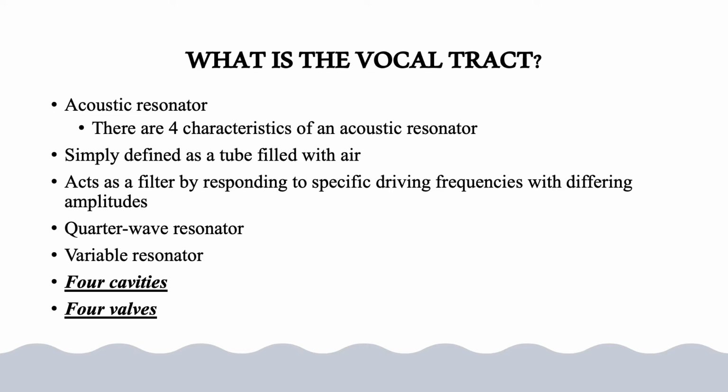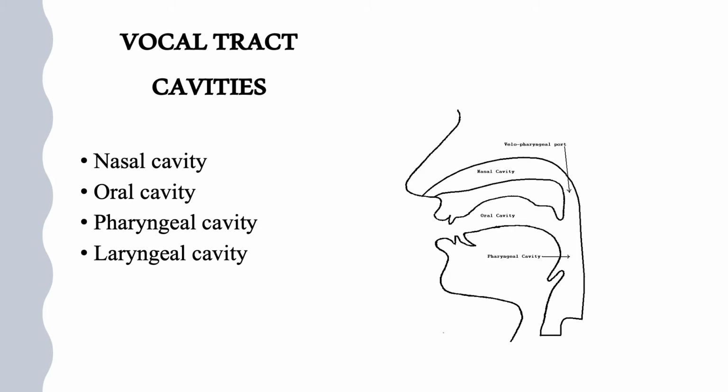The vocal tract acts as a filter and is made up of 4 cavities and 4 valves. Here, the 4 cavities of the vocal tract are listed. The nasal cavity is the uppermost part of the vocal tract. It produces nasal sounds that are produced when air is released. The oral cavity helps us understand sounds by moving articulators that change the vibration sounds produced in the larynx. The pharyngeal cavity is what connects your oral cavity to the larynx. And lastly, the laryngeal cavity is where the glottis is located.